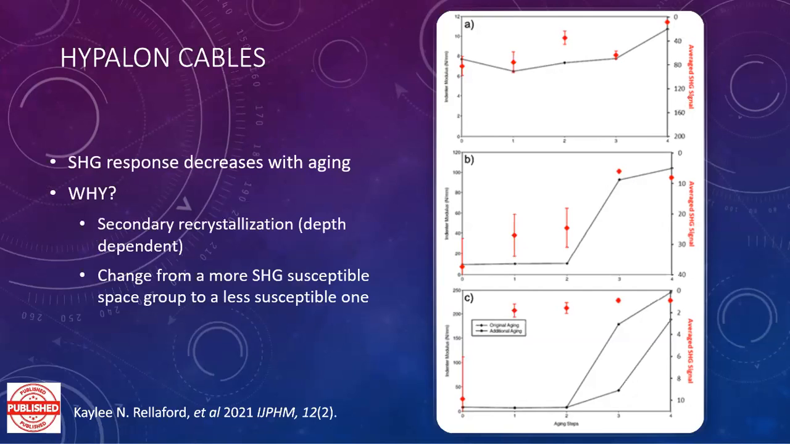So we theorized, since this was through another company's things, this could be due to some secondary recrystallization that's happening within the polymer, which is depth dependent, which is where we're looking at. Or like we talked about with the nonlinear susceptibility term, the surface could be changing into a more or less susceptible space group that we get more or less SHG off of. If it was a more susceptible one to start, we got that in the signal from the surface, but then as we go, we're only getting that signal from the surface symmetry breaking.